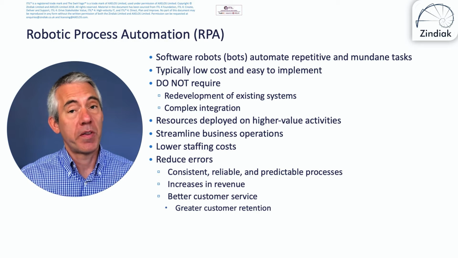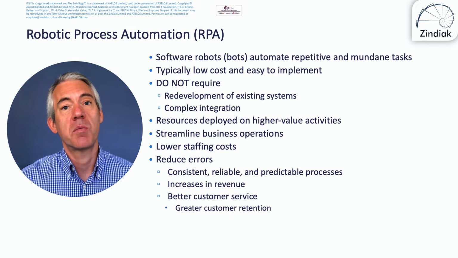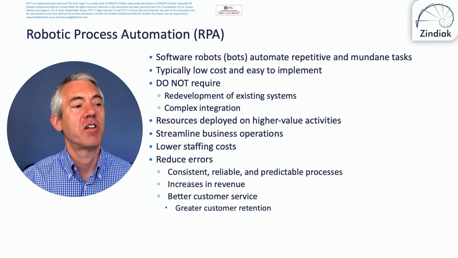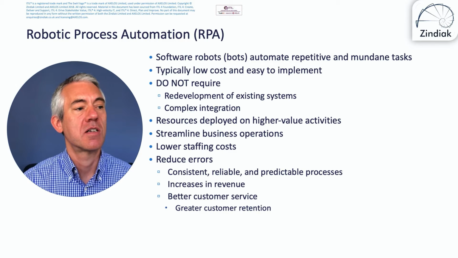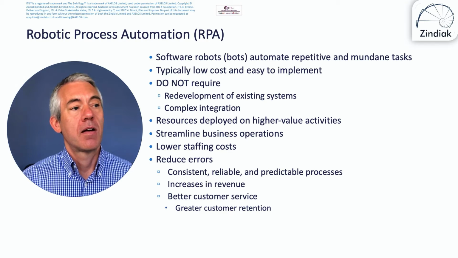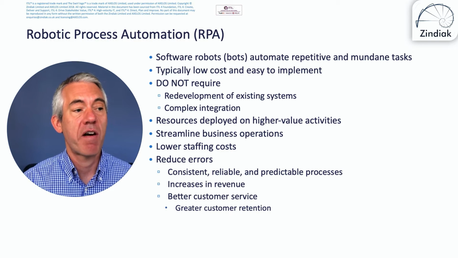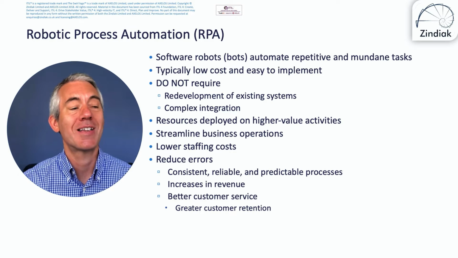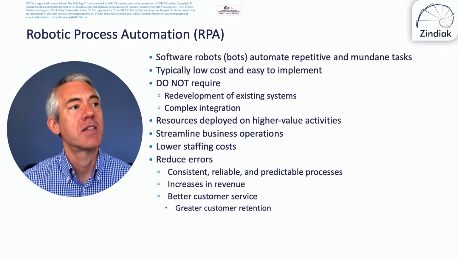But the other way too is just to replace humans altogether, and replace them with software, with robots, and then we get that high level of consistency, reliability, and predictable processes because of the reduced errors, which also increases revenue. It provides better customer service, and obviously if we provide better customer service, we're likely to get greater customer retention.